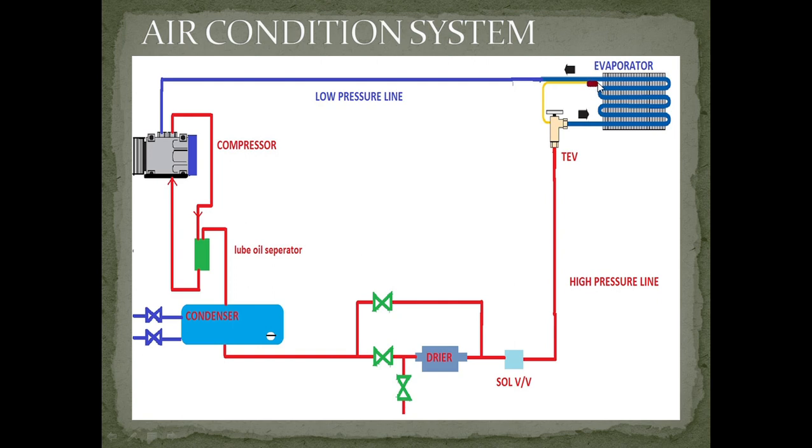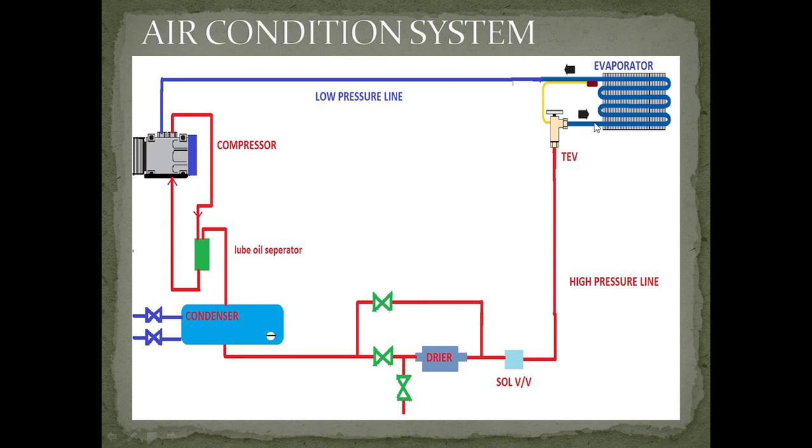When the temperature at the outlet of the evaporator is high, the gas or liquid in the bulb will pressurize. If the temperature is more, it will pressurize, and correspondingly the TV, which consists of a spring, will open the orifice so that more gas will flow. Otherwise, if the temperature is low, it will be in closed position and the gas will not flow. It's basically a regulator.